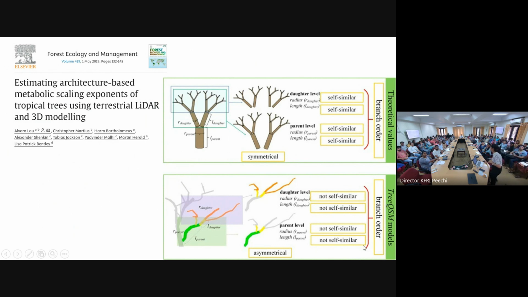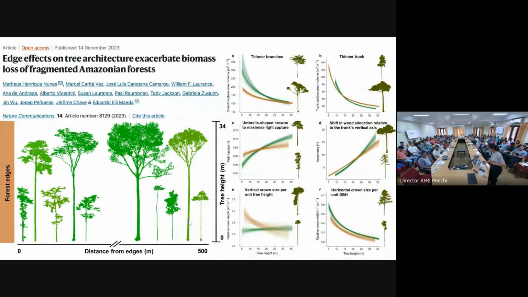But now we can actually start testing how far away from theory a tree is, and why it is this far away. If symmetry is how I can maximize my resources and carbon gain, why am I not symmetric? You can start understanding these questions with this data set because you have branch level detail to test these theories.